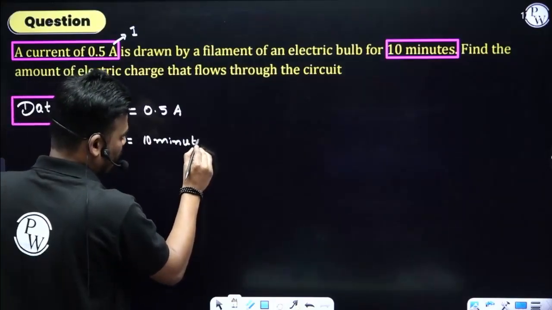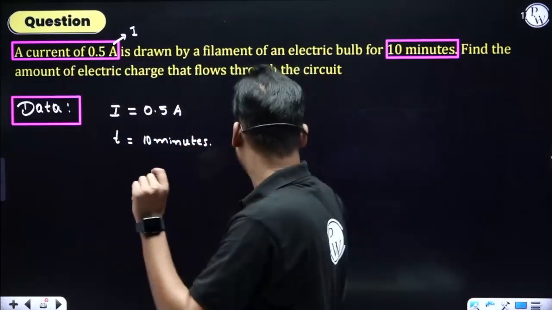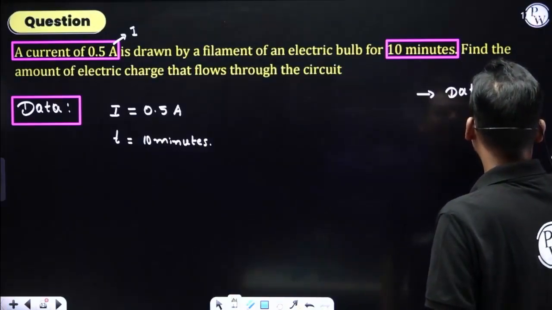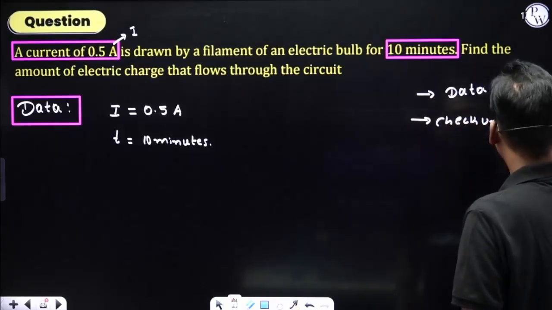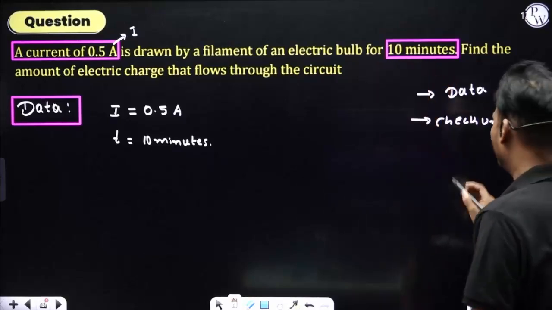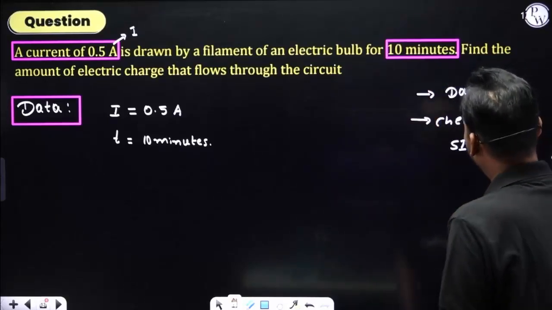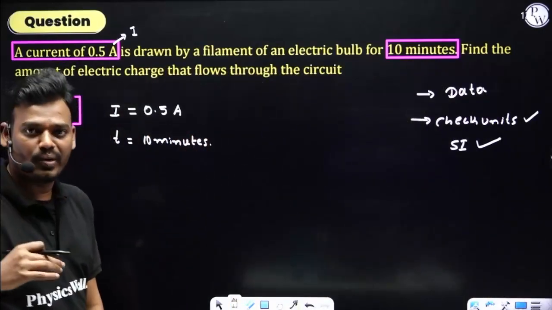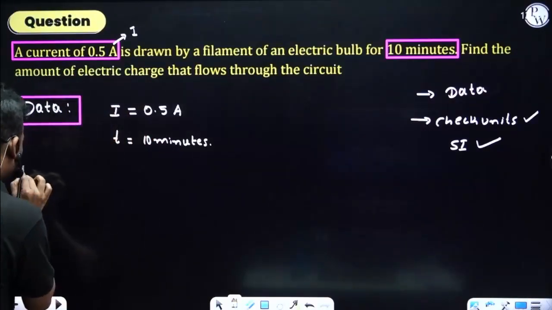What is the second step? First is writing data; here, sideways, I'll write: first step, writing data. Next, check units of the physical quantities. Here the units must be SI units. Now, 10 minutes is not the SI unit of time. What is the SI unit of time? That is the second.